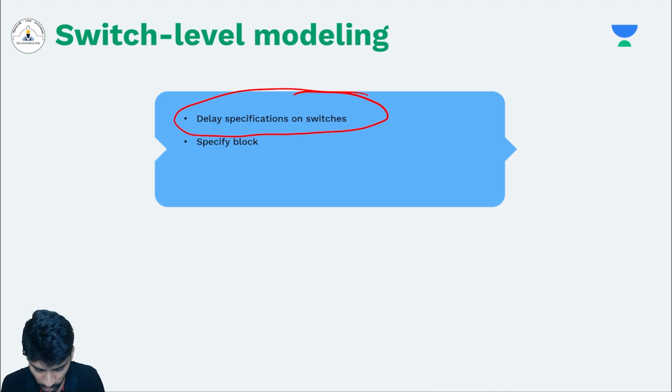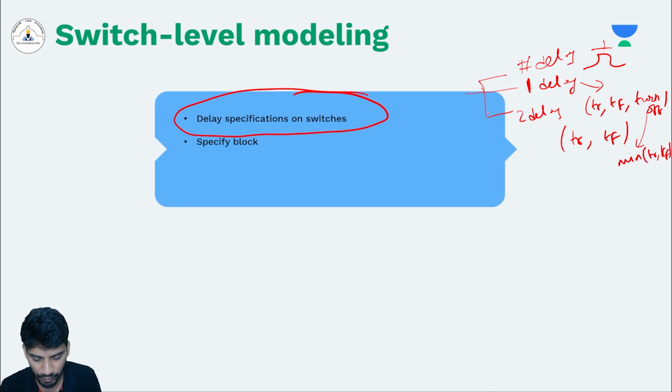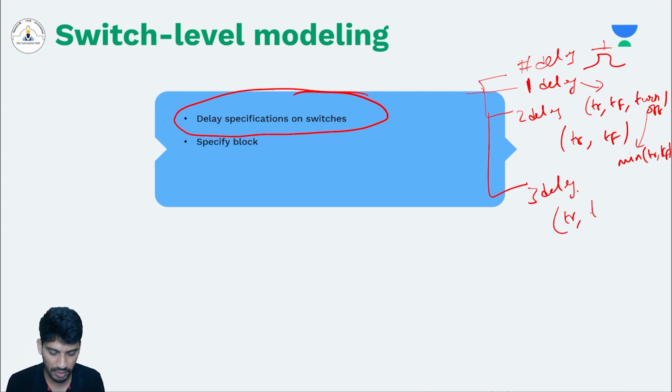We already know there are three ways you can apply delay. One is if you don't apply any delay, then there is no delay present for that MOSFET or switch. If you apply a single delay, then it will be considered as the rise time, fall time, as well as the turn off time. If you apply two delays, then it will be considered as rise time and fall time, and the turn off time will be the minimum of the rise time and fall time. If you apply three delays in the syntax, then it will take them as rise time, fall time, and turn off time.